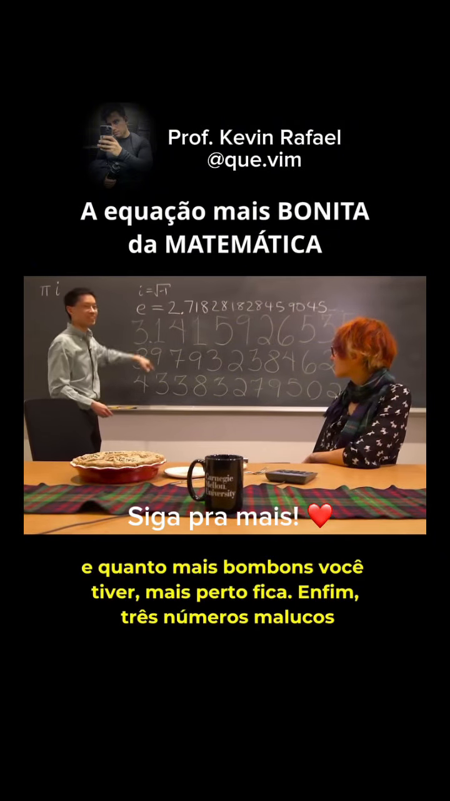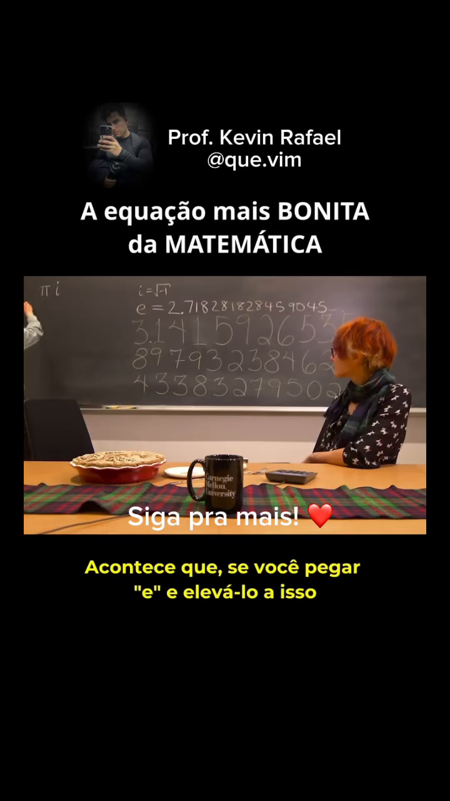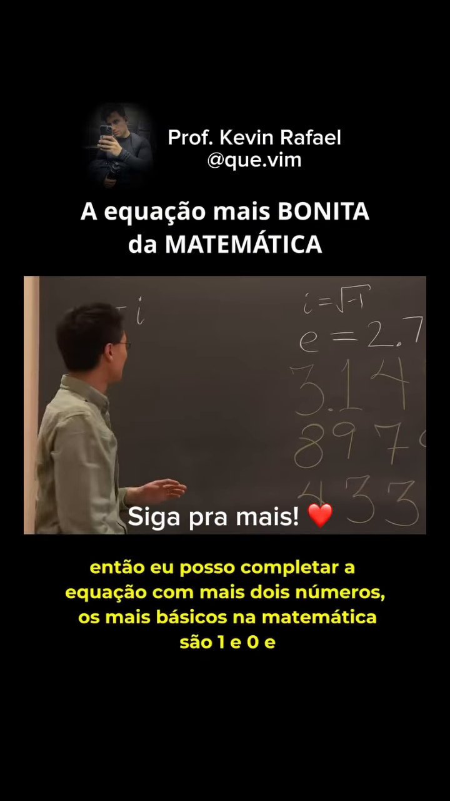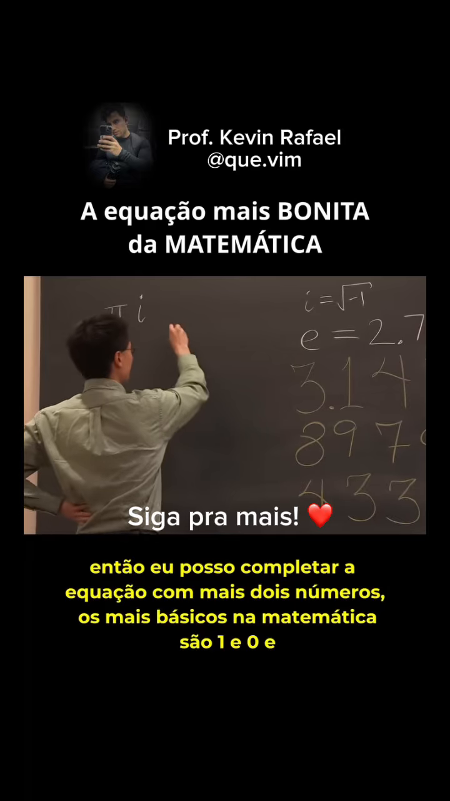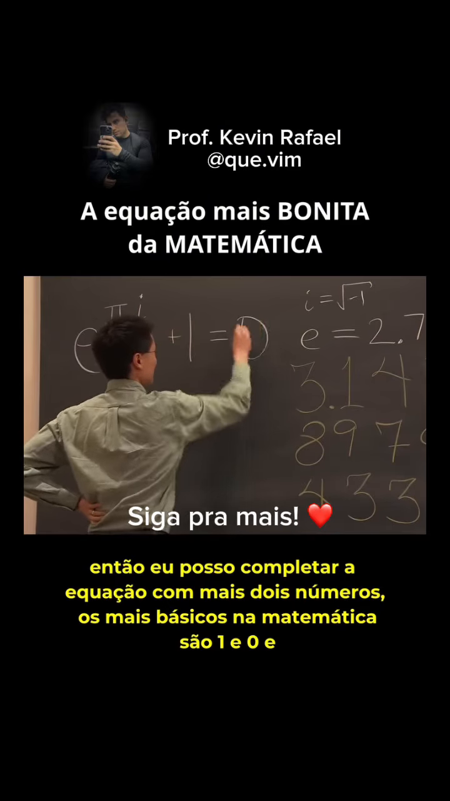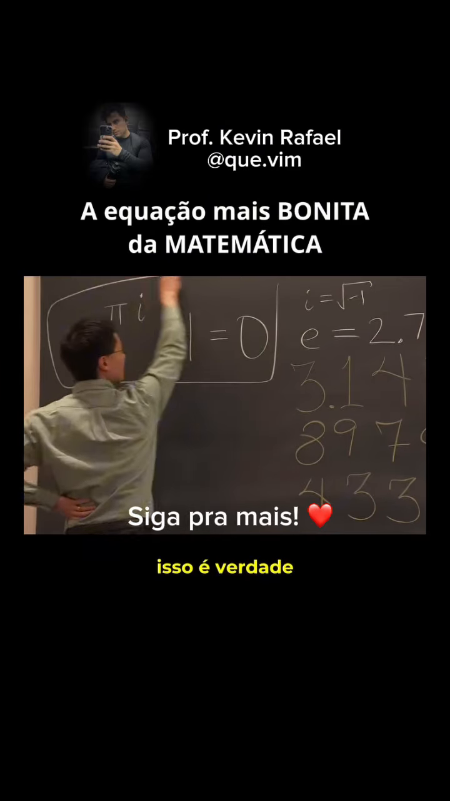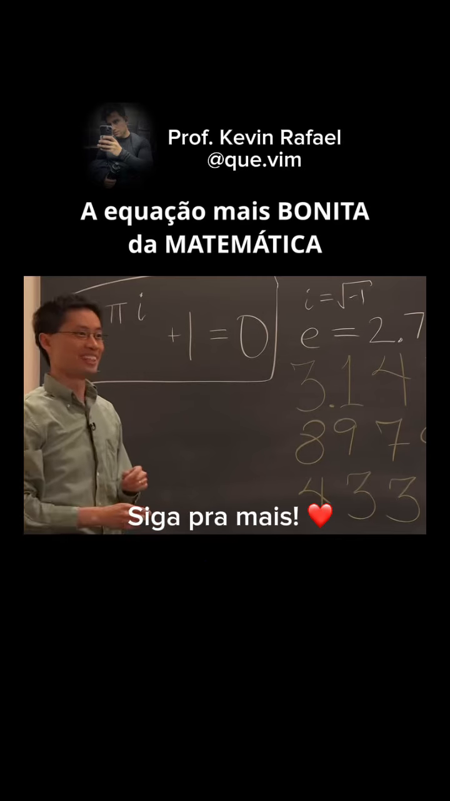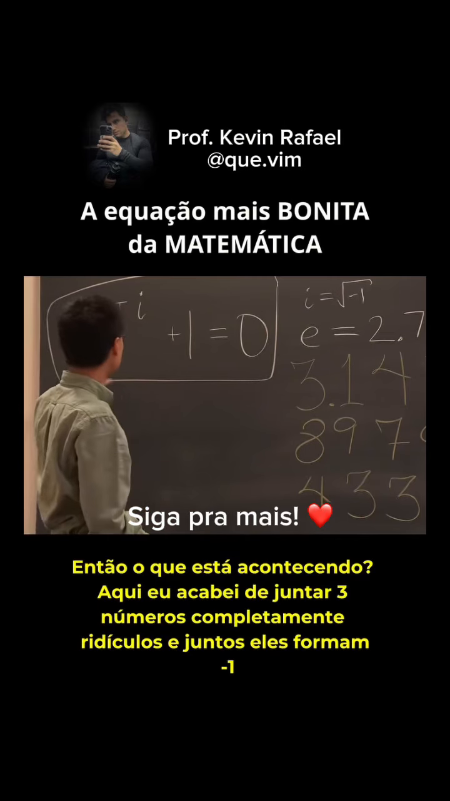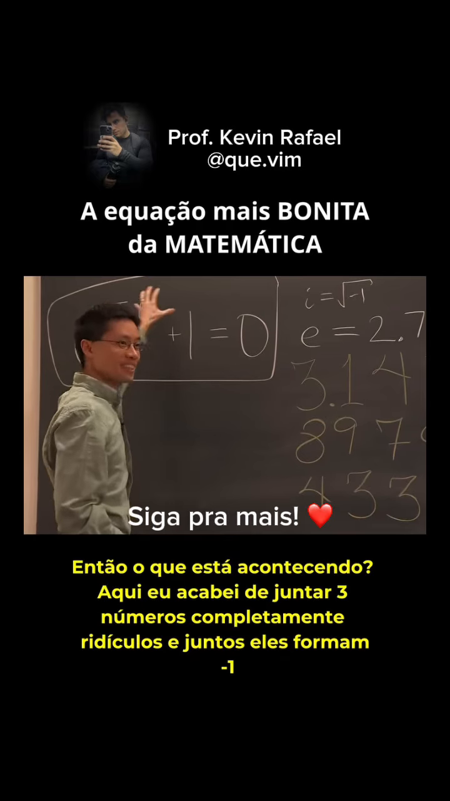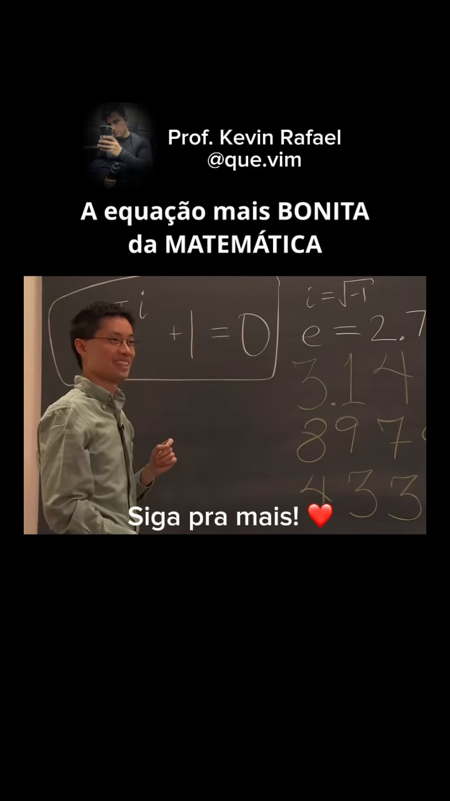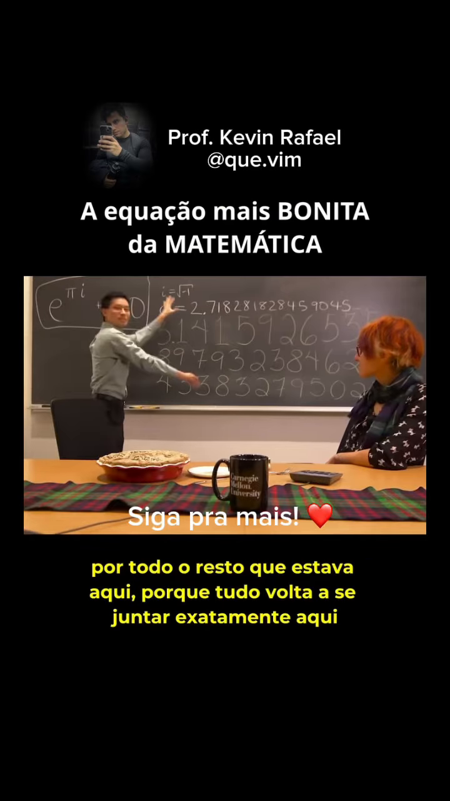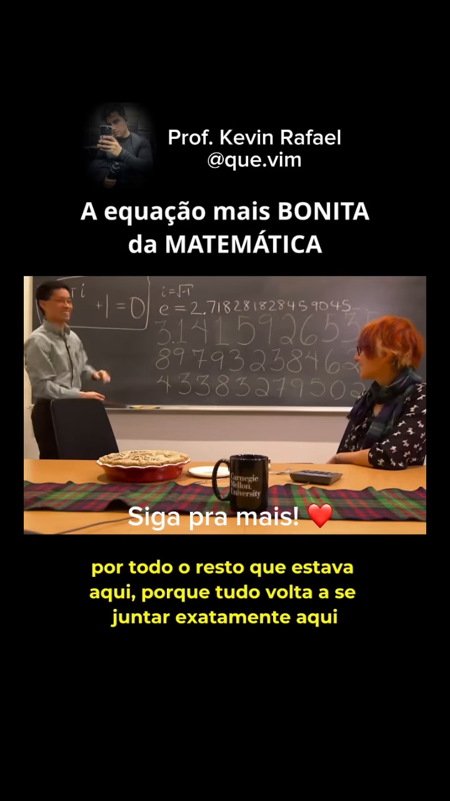Anyway, 3 crazy numbers. It turns out that if you take e and raise it to that, then I can finish the equation with 2 more numbers. Like the most basic numbers in math are 1 and 0. And this is true. So what's going on here is I've just put together 3 completely ridiculous numbers, and they together make -1. For all of the mess that was here, it has all come back in together right here.